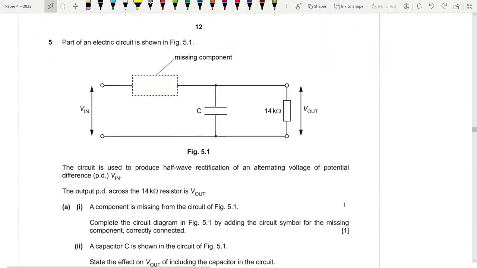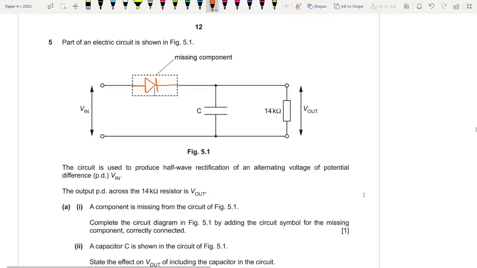So starting with question 5. Part of an electric circuit is shown. The circuit is used to produce half wave rectification. So let's draw a diode. We need one diode for half wave rectification. So there you go. One diode.